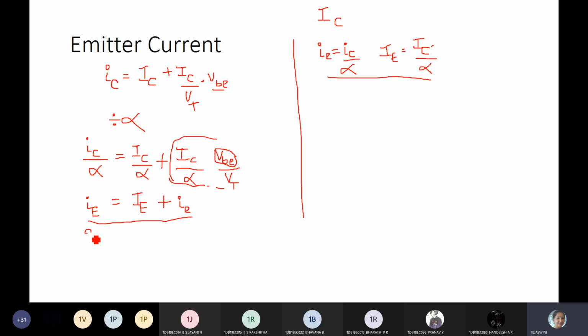Which is the small signal emitter current, first term or second term? First term is DC, the second is the signal component, right? For small signal, I am worried about the signal. Where is the signal present, in the first term or second term? Second term. So the small signal emitter current is the second term.